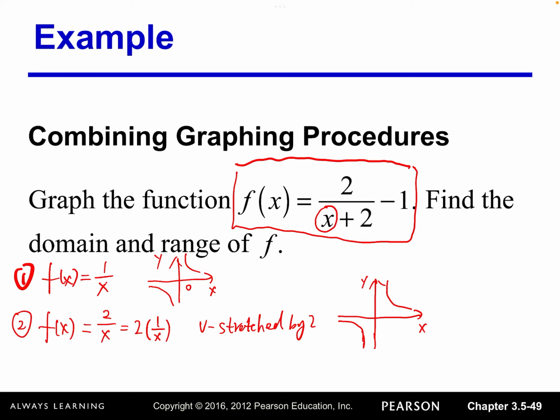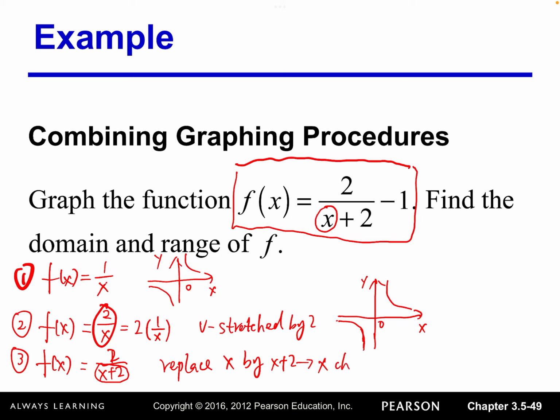My graph is not accurate for the stretch and compress. I just show you the meaning: it's vertically stretched by 2. And then the third one, we want to graph 2 over x plus 2. Compared with the previous step, 2 over x, now I replace x by x plus 2, right? So obviously it's an x change, and that's a horizontal direction. Plus minus is a shift. So it's a horizontal shift.